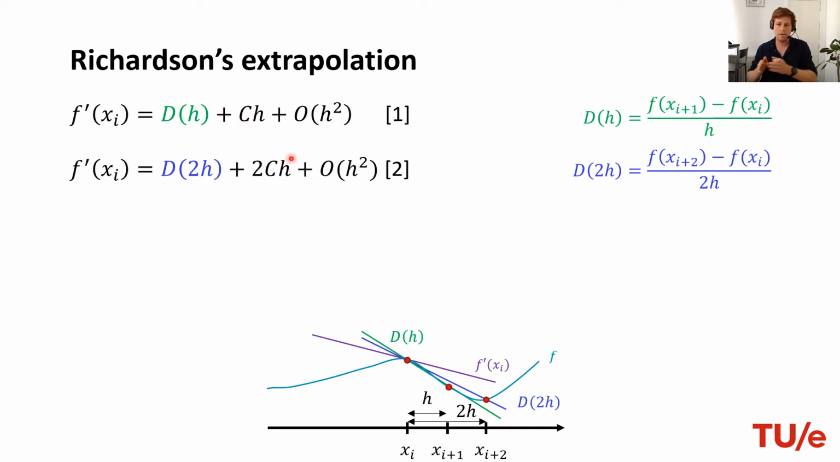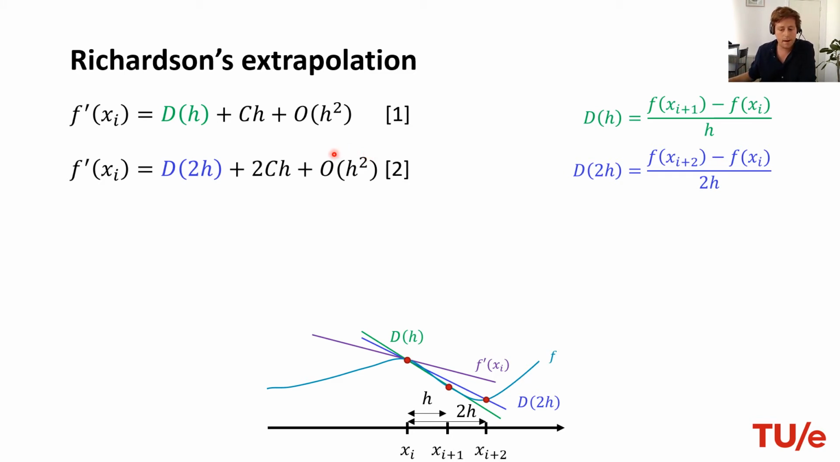We have doubled this spacing, so also this leading order term is doubled. The term of order h squared is still of order h squared. It will be a bit bigger, but it's still of order h squared, and we make abstraction of how big it is exactly. It's of order h squared.